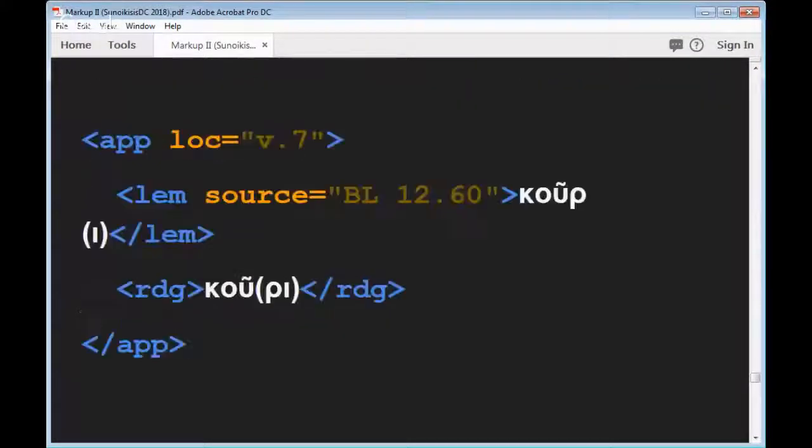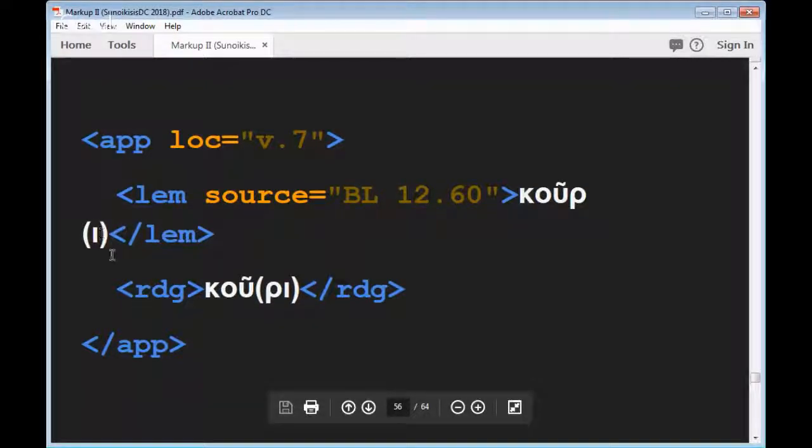So to encode that in EpiDoc, we'd say something like, and apologies for the line break in the middle of the second line there. That was unintentional. We say that this is an apparatus entry, so we have this app element, which means an apparatus entry. We say the location of this is the verso line 7, as you saw in the apparatus. We have the lemma, and the lemma means the reading which is in the text, and the source of that is BL 1260, and that says Kuri with the iota in parentheses.